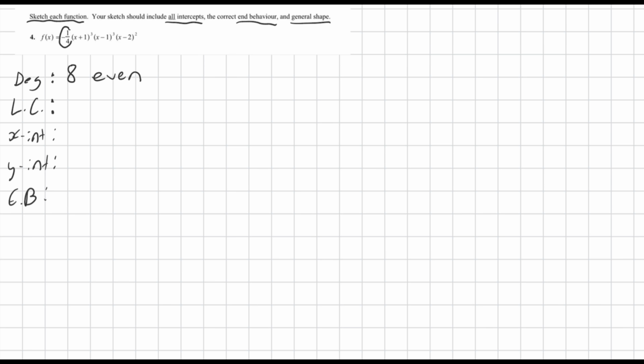So that's how you get your degree, and that's why you add them together. Next, we're going to look at our leading coefficient. It's negative. That's all that we really have to care about here. So we just know that it's negative.